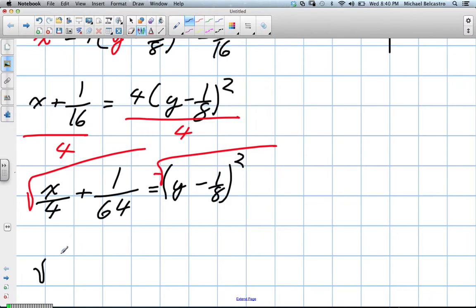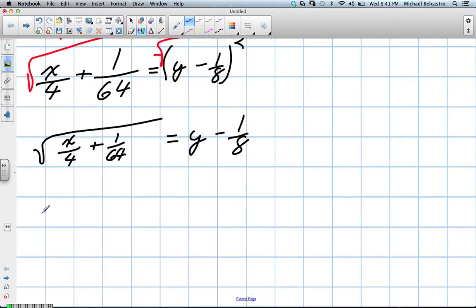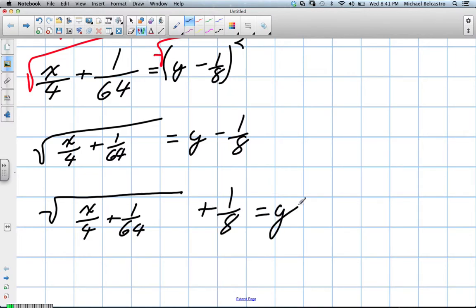So now we're left with the square root of x over 4 plus 1 over 64 is equal to y minus 1/8. And when I move the 1/8 over, we're going to get root x over 4 plus 1 over 64 plus 1/8 equals y. To relate this to a transformation, I'm going to factor out a 1/4 just so we bring it towards our transformations.